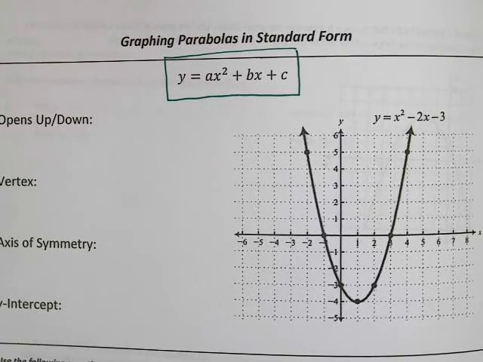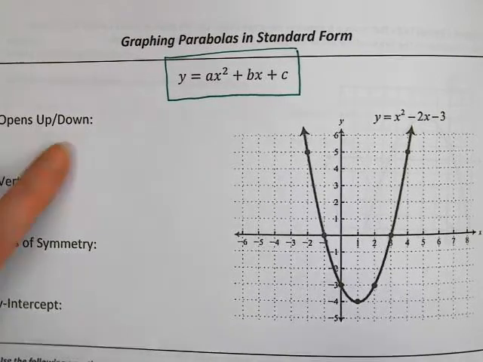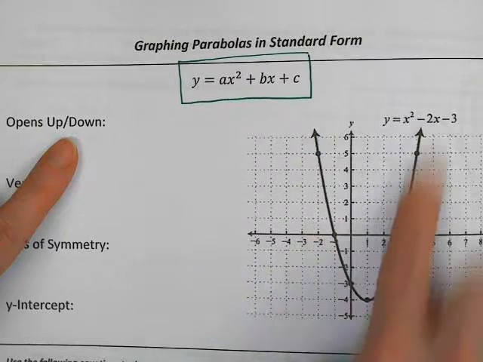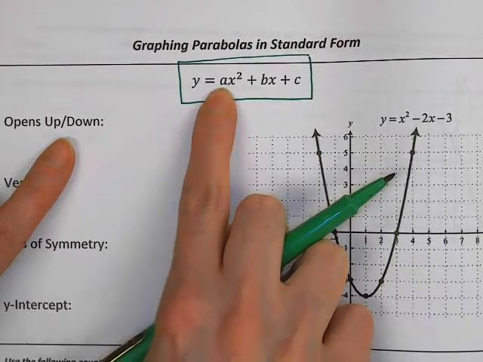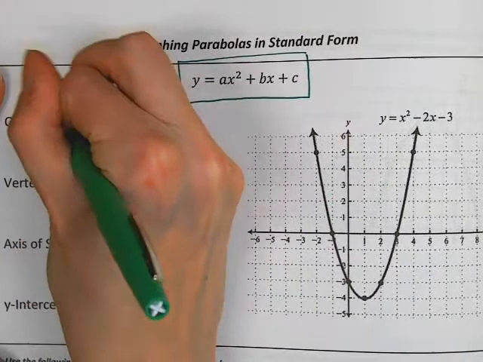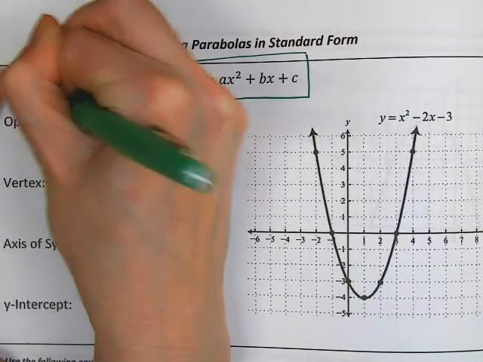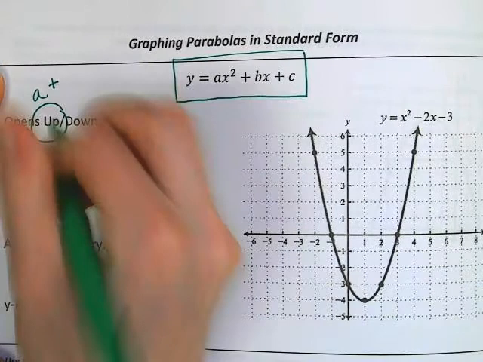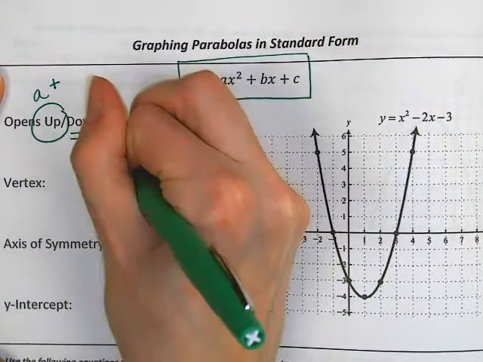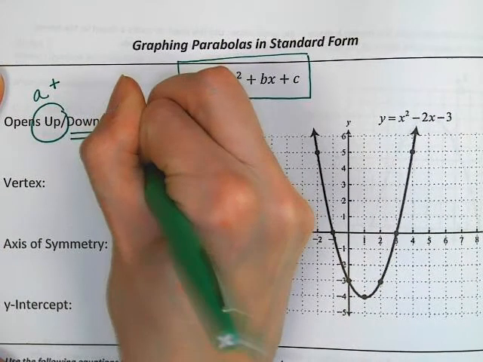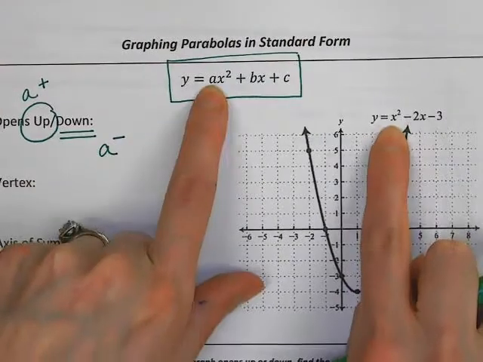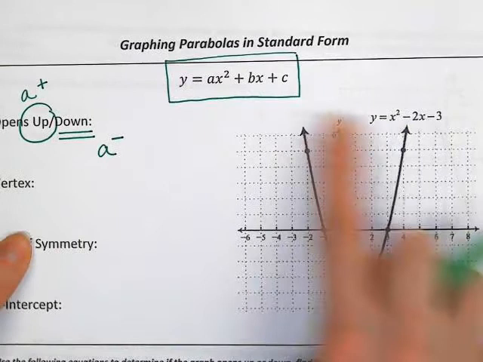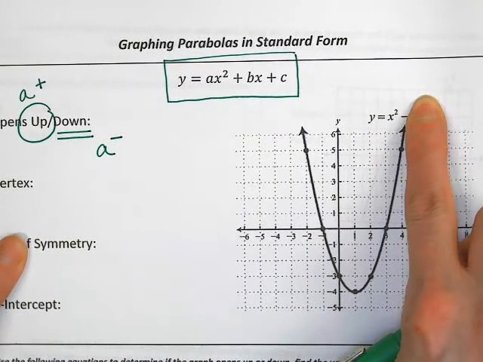So, when you're sketching a graph, to tell if it's going to be opening up or down, you look at the A value. If A is positive, it's going to open up, and it's going to open down if A is negative. So for this example here, A is positive, and that's why the parabola is opening up.